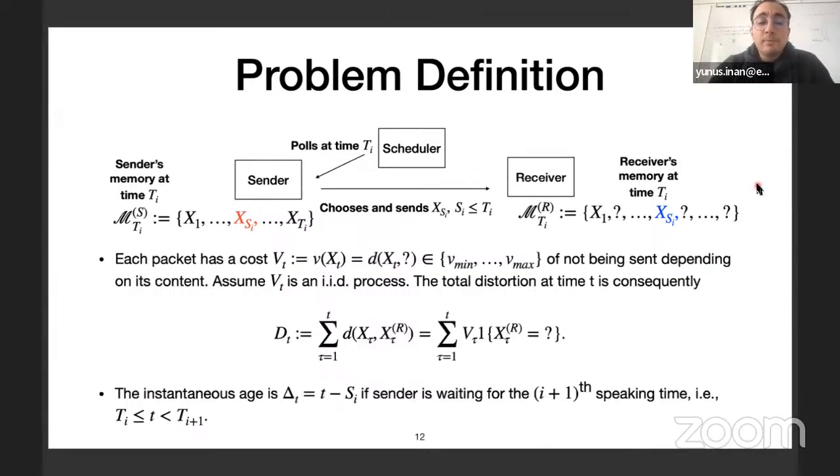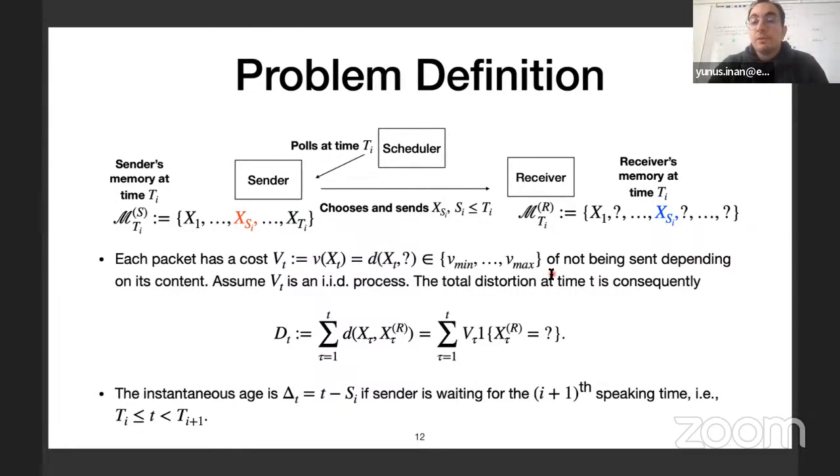Okay, continuing with the problem definition, we assume that each packet has a cost of not being sent, which we denote by V_t. So this V_t we can see as the importance value of a packet. If the packet contains important information, then its cost of not being sent will be higher. We can also relate this quantity to the distortion metric, the erasure distortion metric more specifically, and we assume that the importance levels are in a finite set. We further assume that the importance of the packets is an IID process, but this can be extended to Markov processes, and maybe there are further generalizations as well.